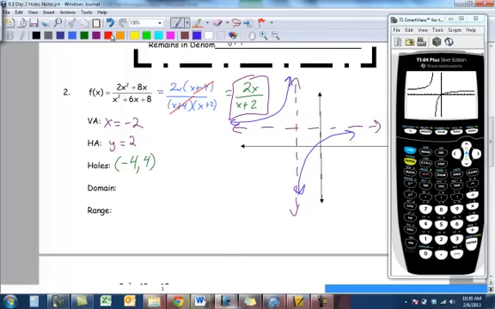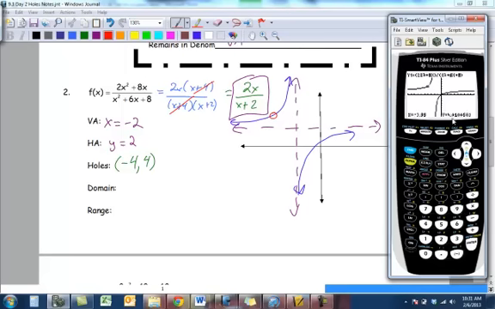Now the hole, where does this hole exist? The hole exists at the point (-4, 4), which is somewhere right there. All right. Now you can check on your graph by pressing trace and plugging in -3.99, and that's pretty close to -4, right? And then put in -4. Sure enough, there is a hole there.